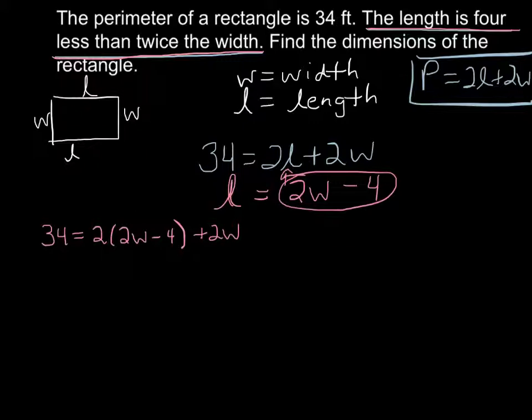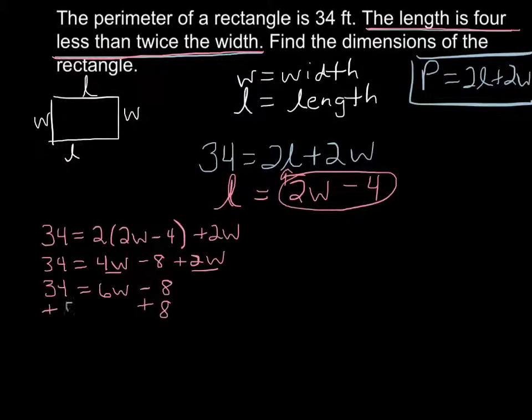Now you're going to solve it. So you're going to do the distributive property. 34 equals 4W minus 8 plus 2W. 34 equals, combine your like terms, 6W minus 8. Add 8. So I have 6W equals 42. And then divide by 6. So I found that W equals 7.